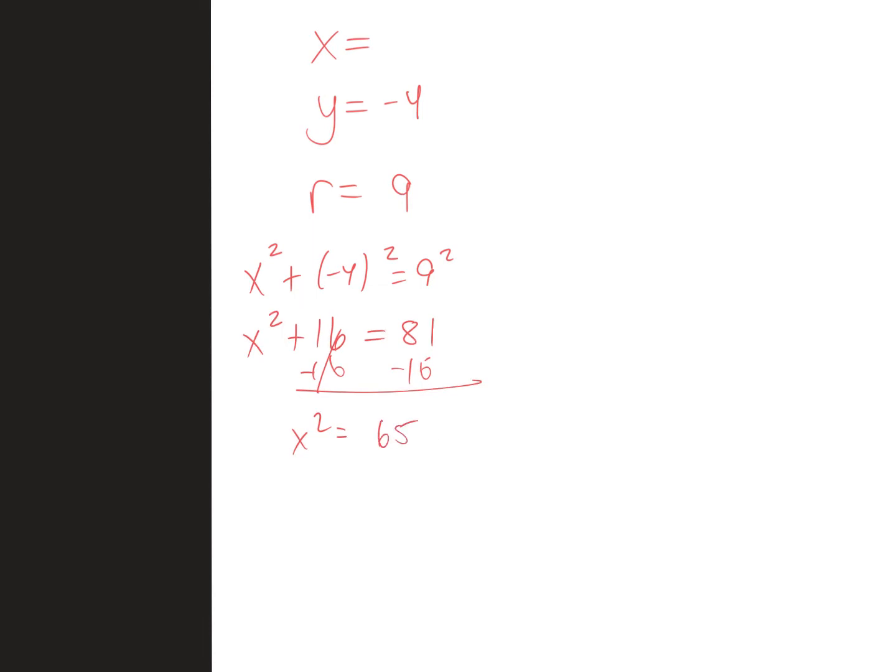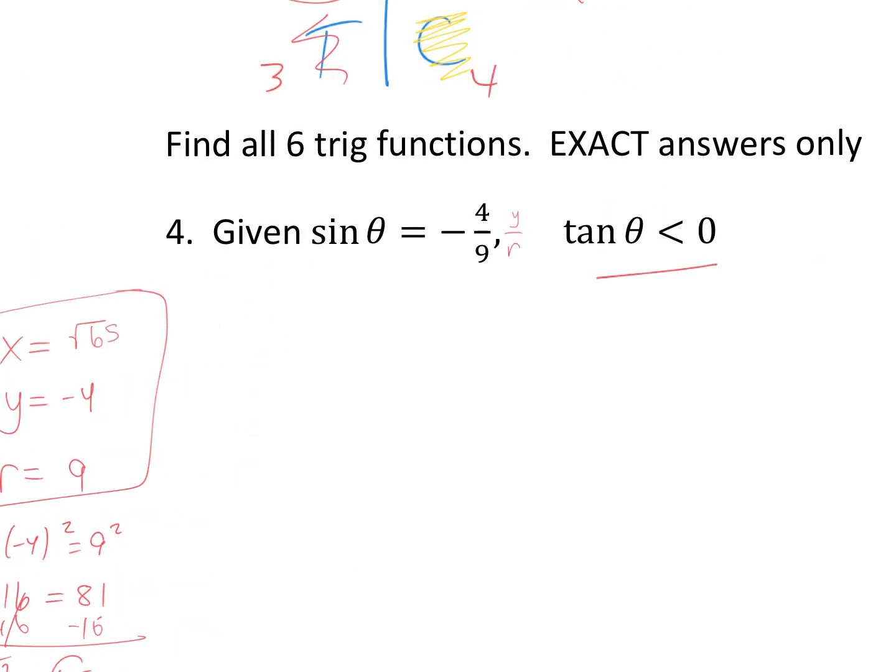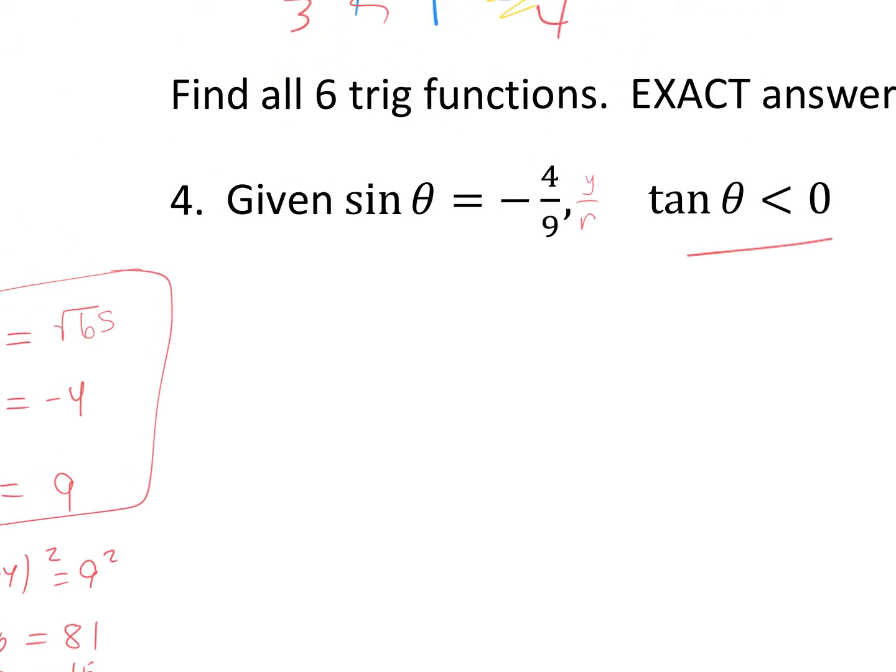65, okay. So then we take the square root. So x equals the square root of 65. Now, if that breaks down, break it down. This doesn't. So if you guys just went from right here and did all 6 trig functions, you might be 100% right, you may not be. Why is this second piece of information so important?